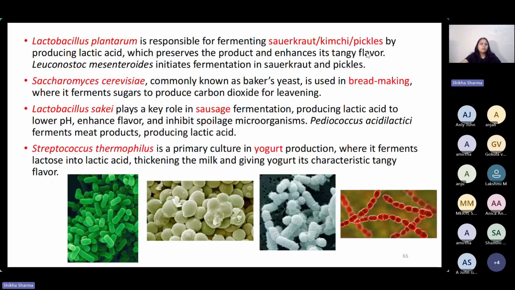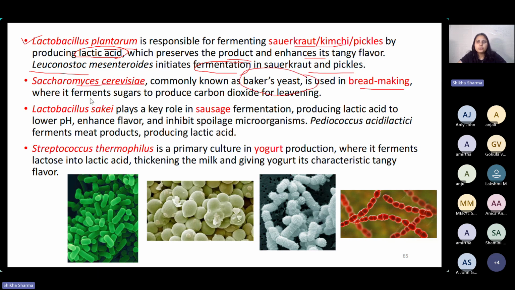So Lakshmi is correct. Basically, Lactobacillus plantarum is responsible for fermenting sauerkraut, kimchi, pickles, or the vegetables, and they produce lactic acid, which preserves the product and enhances its tangy flavor. Leuconostoc mesenteroides basically initiates the fermentation process in the sauerkraut and the pickles, but usually it is done by Lactobacillus plantarum.